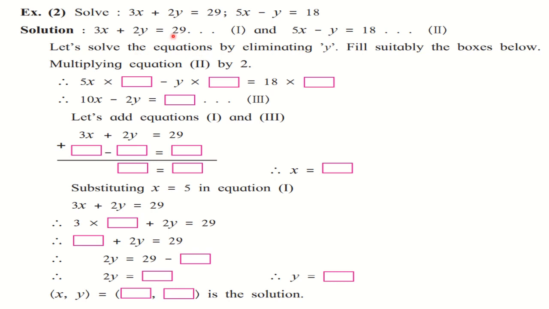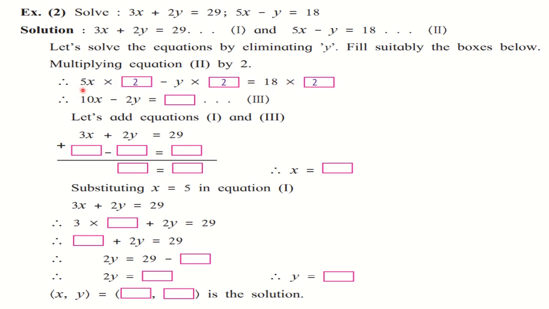That is why we have to equate the coefficient of y. Here you can observe that the coefficient of y is 2. Therefore, we need to multiply equation 2 by 2, which is already given. As I have told, when we are multiplying, we have to multiply everywhere: 5x into 2, y into 2 and 18 into 2. You have to multiply each and every term.